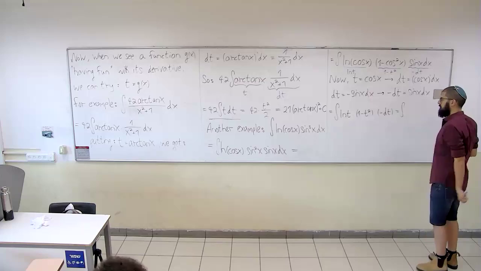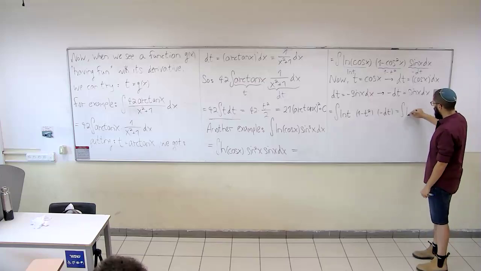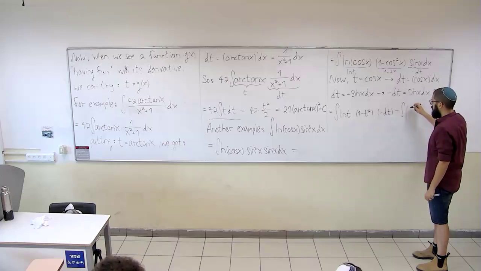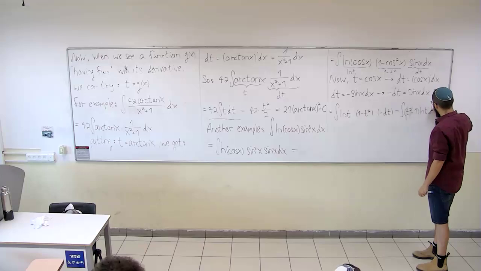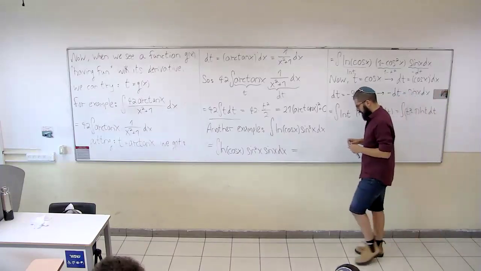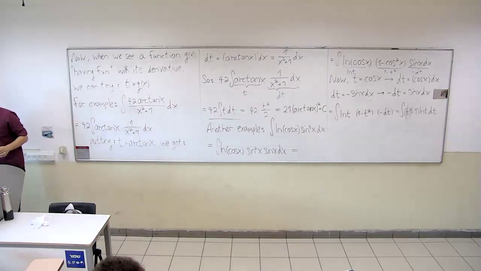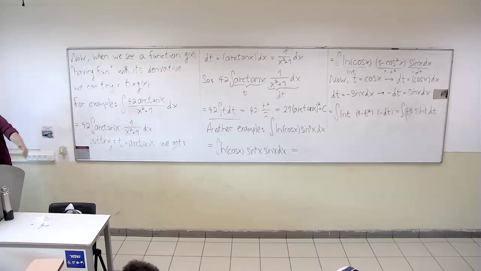So now we have ln t and 1 minus t squared and minus dt. And after a little organization, we get ln t, let's put it right next to the dt. We got t squared minus 1 times ln t dt. Substitution did make the integral simpler, but not immediate.